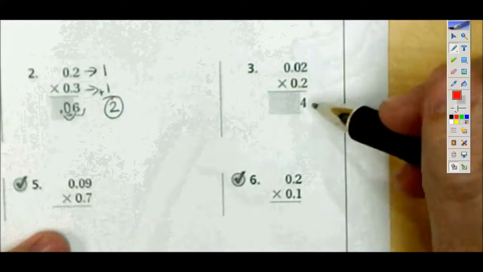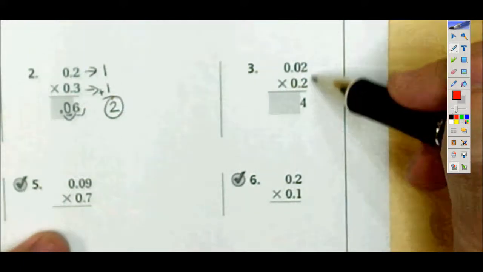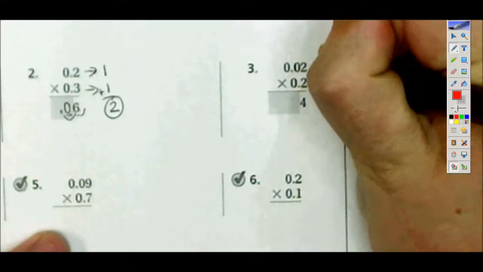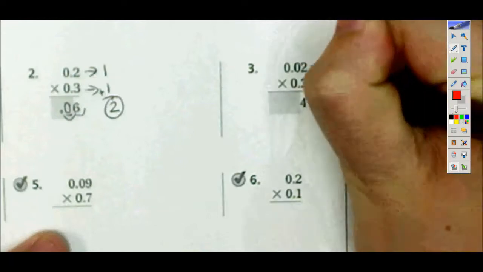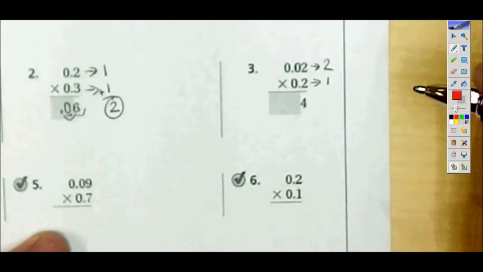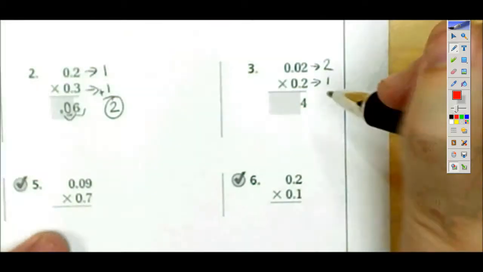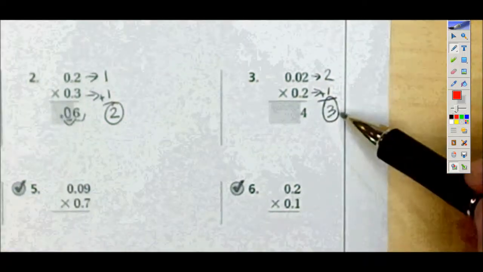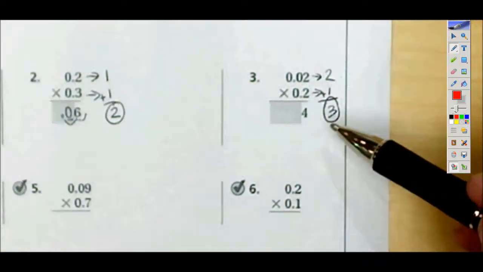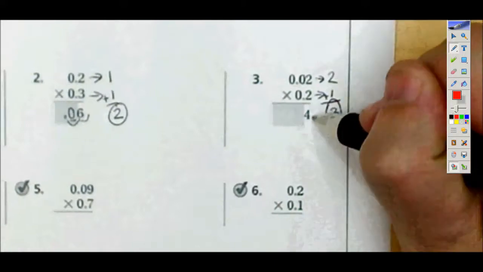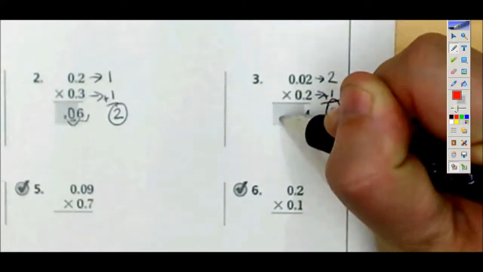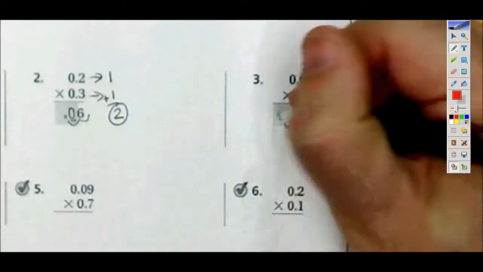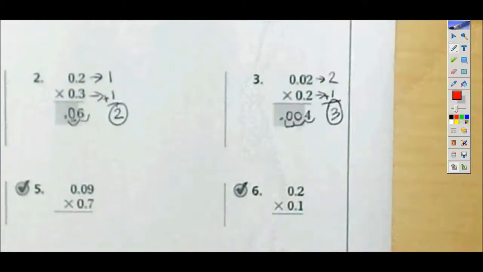Now we have 0.02 times 0.2. Once again, we just multiply them as if they were whole numbers. 2 times 2 is 4. Now there are 2 digits after the decimal here. 1 digit after the decimal here. And if you add those up, you get 3. And there are 3 digits after the decimal in my answer. So I put my pencil here, and I go 1, 2, 3. Boop. Notice there are 2 spaces here. 2 spaces. That means there are 2 zeros.